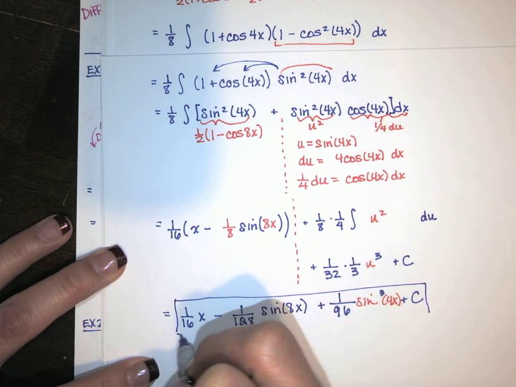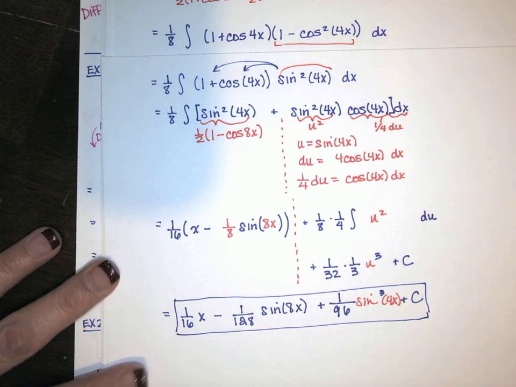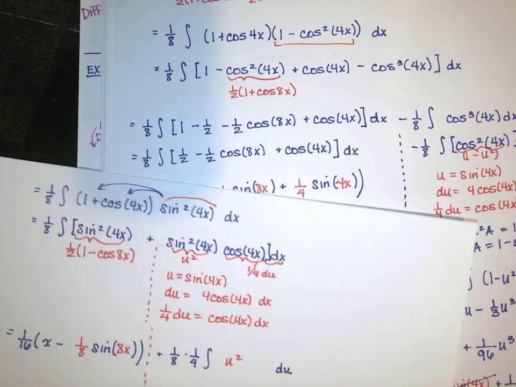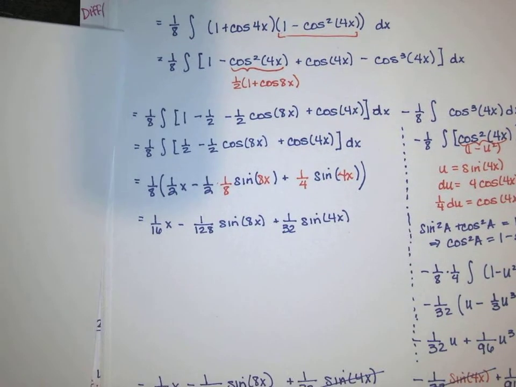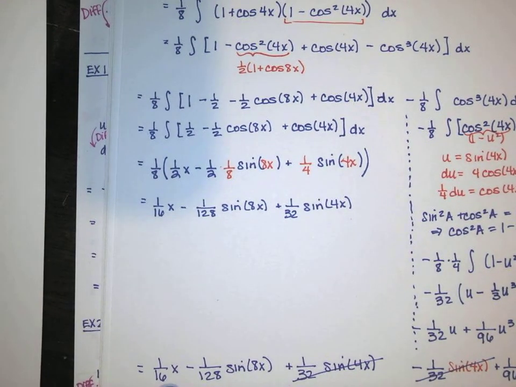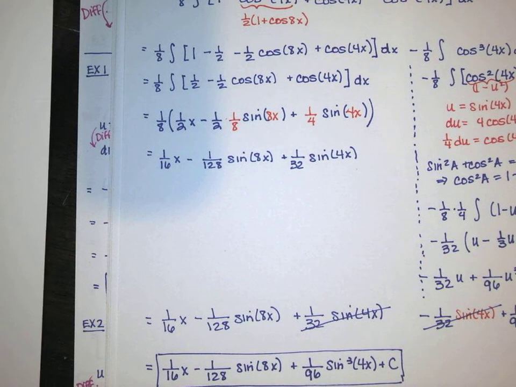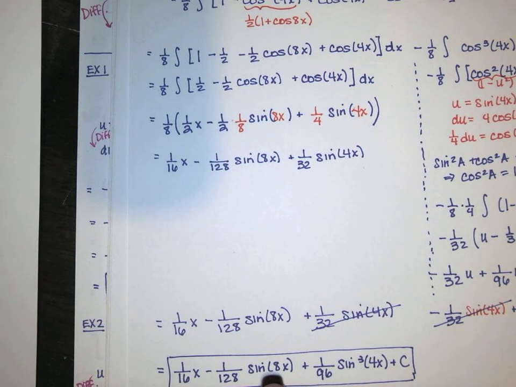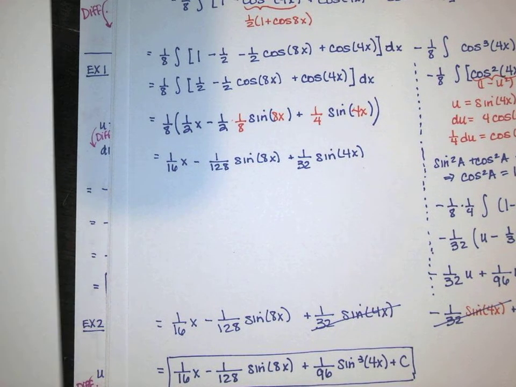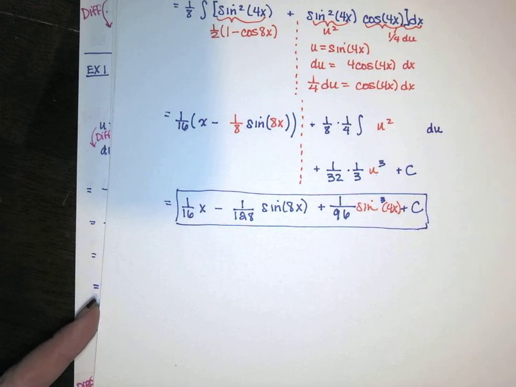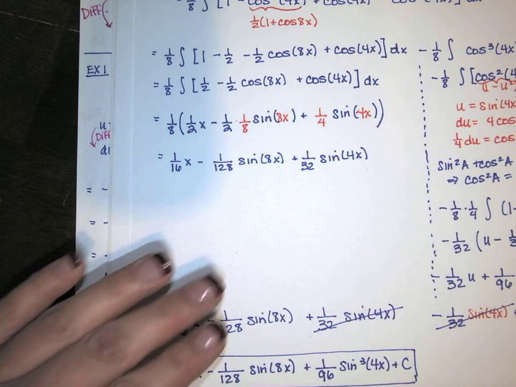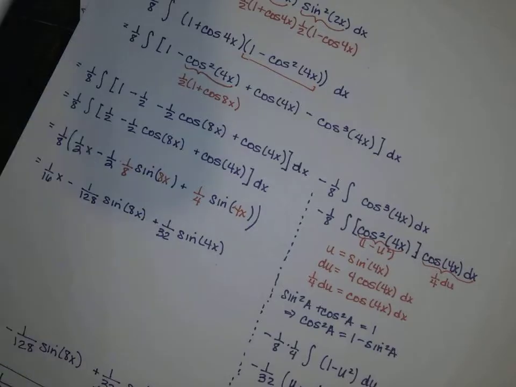That was a little bit faster. It's a little bit shorter too, less paper. Let's see, did we get the same answer? 1/16 x minus 1/128 sine of 8x, 1/96 sine cubed of 4x. Yep, same thing. So either way you go, you're going to get the right answer.